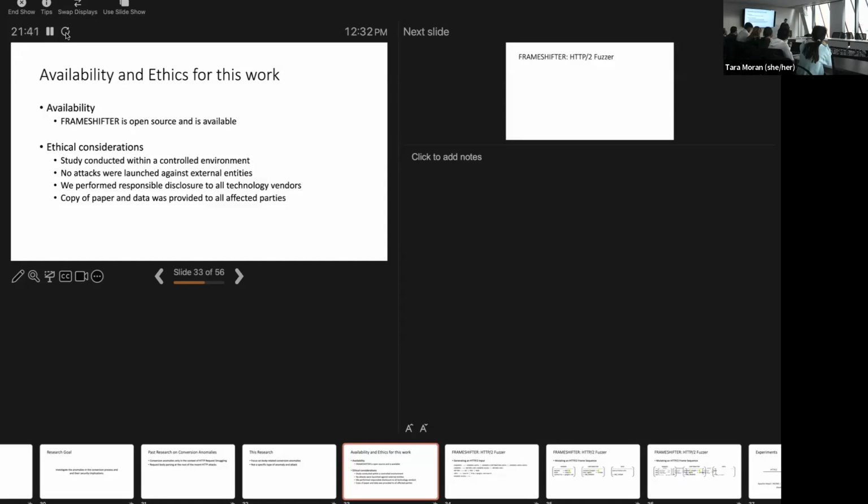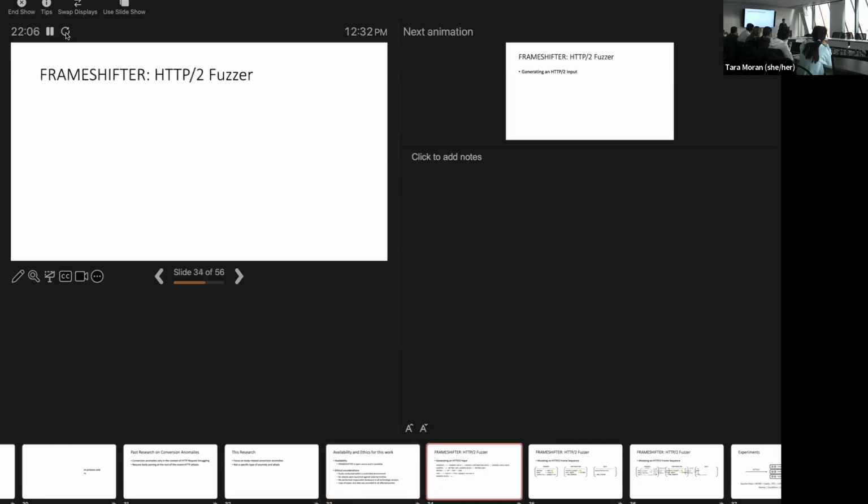We performed full responsible disclosure to all tech vendors. So every time we found a vulnerability, before the paper actually appeared, we contacted them. The students actually wrote up the paper. They emailed them to the parties. We actually got feedback as well, right? People told us this is true, this is not, etc. So the copy of the paper and the data was provided to all affected parties, the code as well, right? Which actually ended up being quite useful.